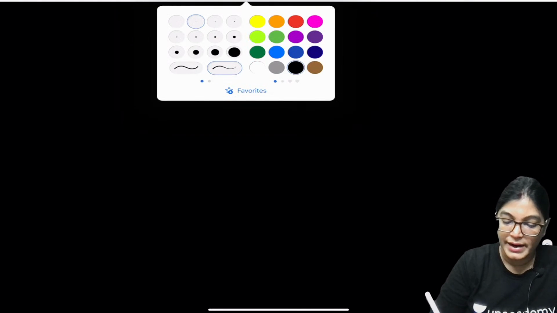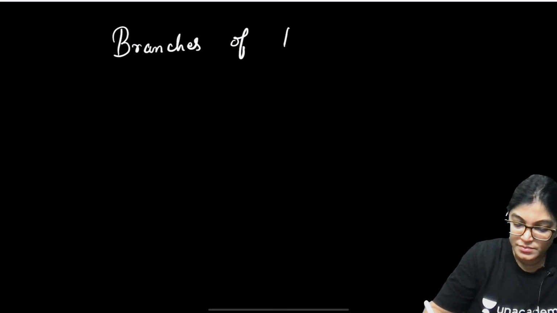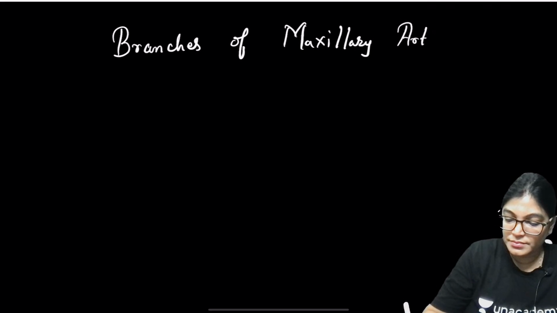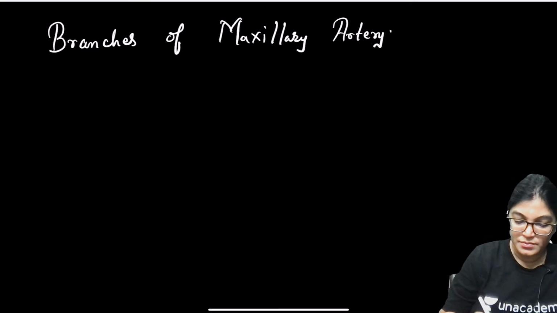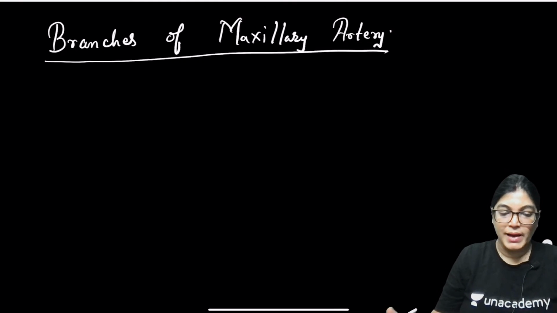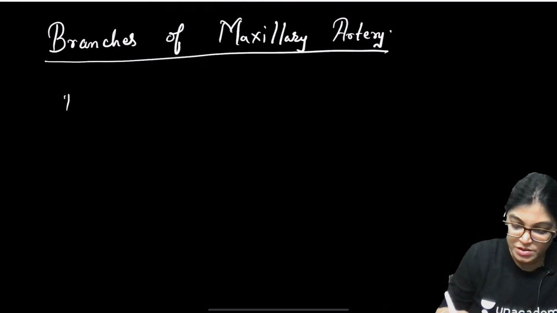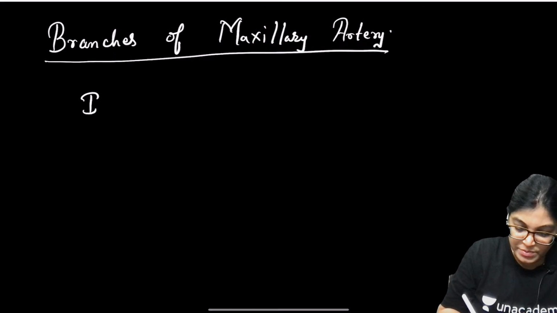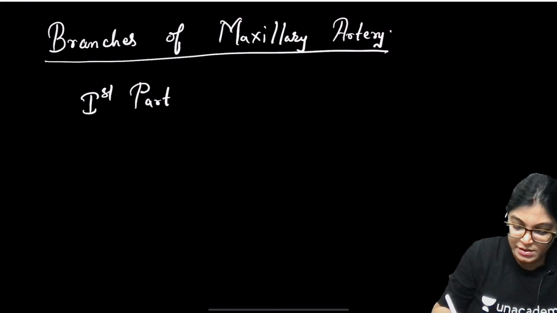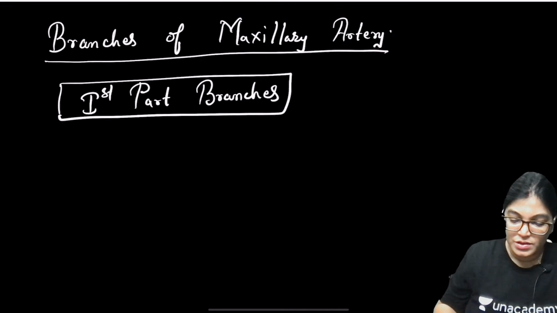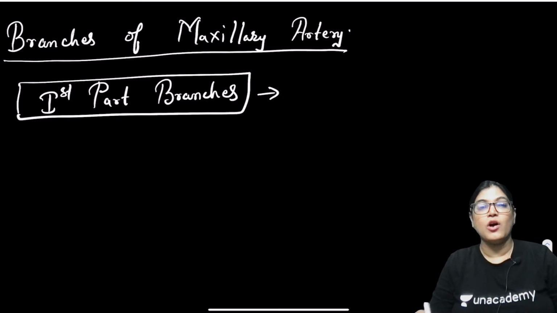So write down here the heading, branches of maxillary artery. First, write branches from the first part. First part branches: how many? As I told you, 5.